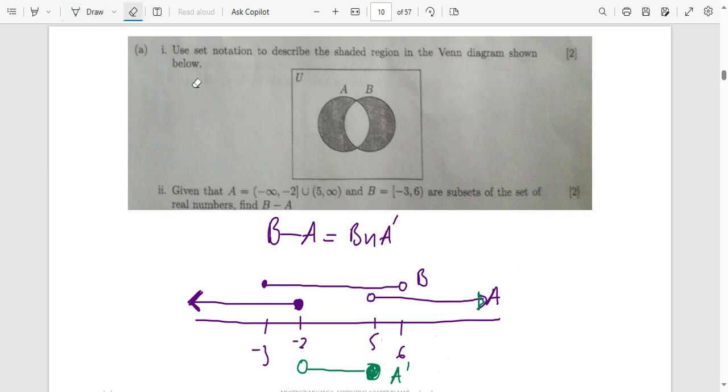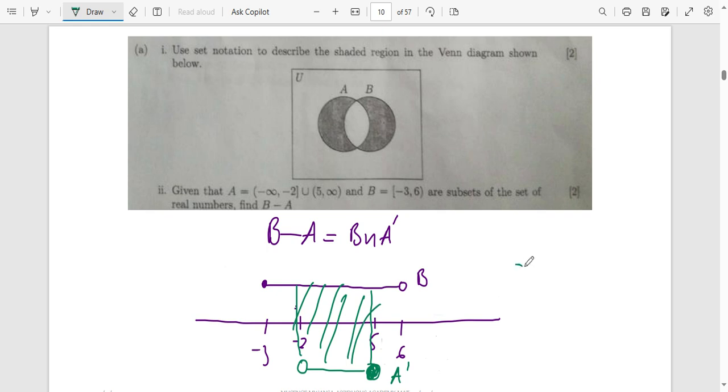So this is the region that you want to intersect with the set B. And the set B, I've written it there. So you can see the intersection of these two sets is actually here, meaning that the answer is going to be from negative 2 up to 5. 5 will be included, negative 2 will not be included. So this is it. Is this okay?